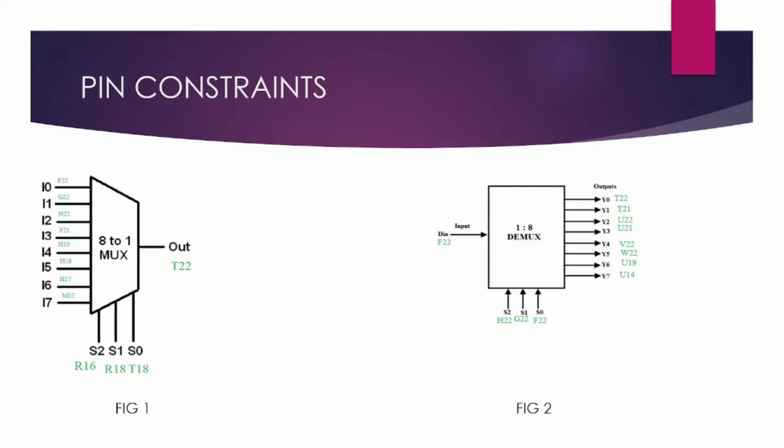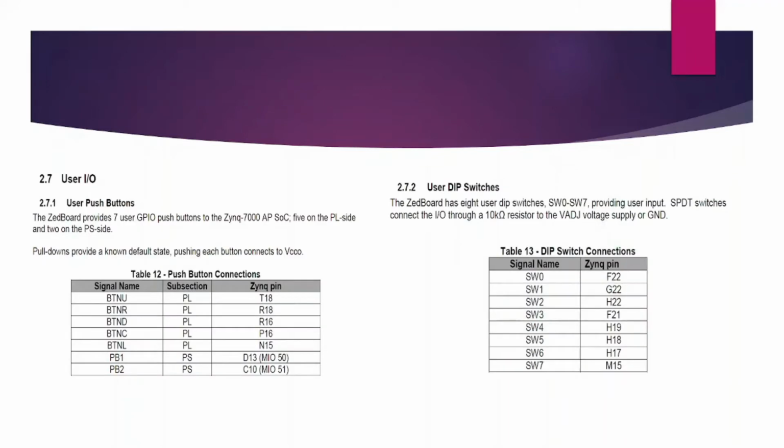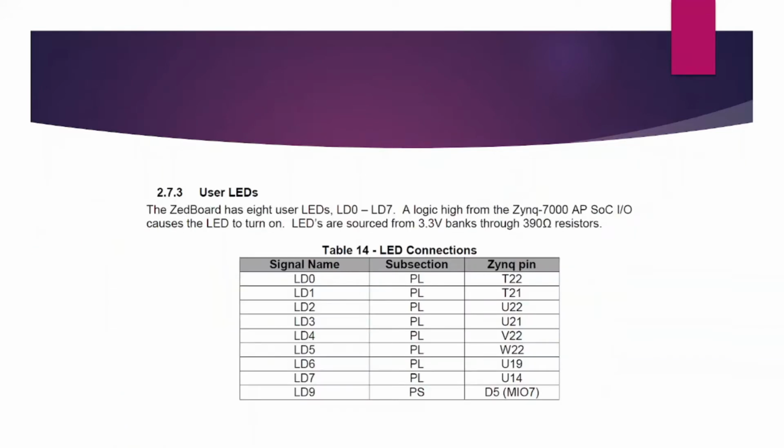I have already defined the pin constraint, guys, for both multiplexer and demultiplexer. You can pause the video and see the pin configurations, which I have taken from the manual of the Z board, which you can easily find in Google. For your convenience, I've also added it over here. You can see I've used all these pin configurations. These are for the push buttons, the DIP switches, and then the user LEDs.